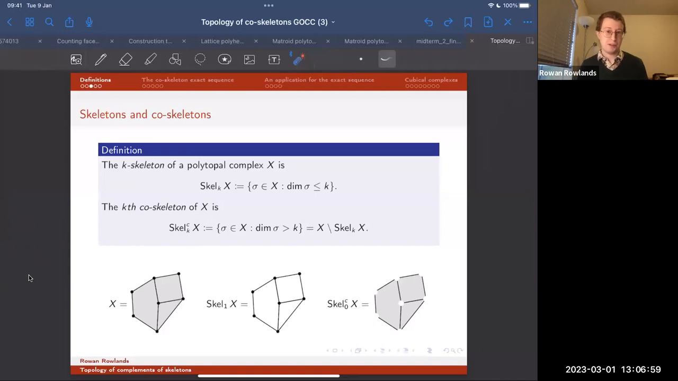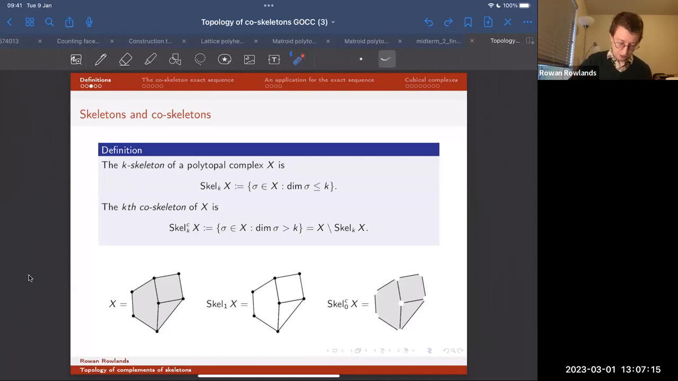This is also sometimes called the graph of the complex. If you just have the vertices and edges, you get that picture here. So that is the k-skeleton. But instead of talking about the k-skeleton today, I'm going to talk mainly about the complement of the k-skeleton.